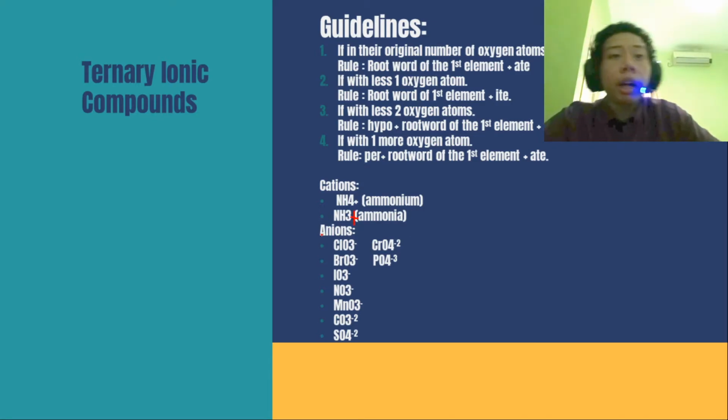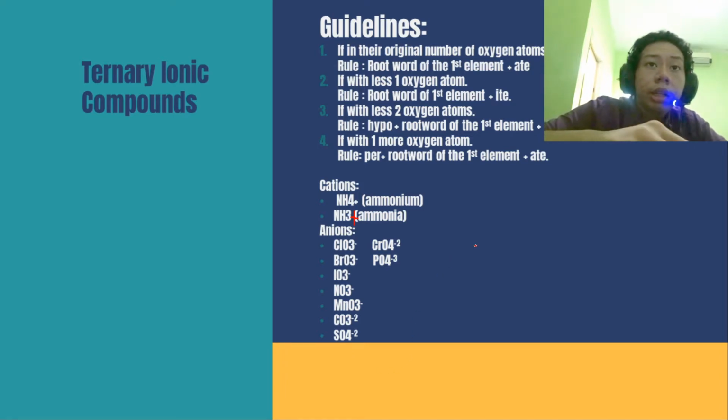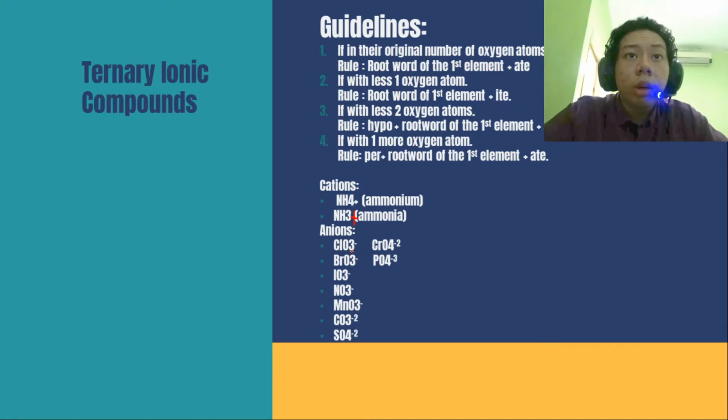Okay, for the anions, there are 1, 2, 3, 4, 5, 6, 7, 8, 9. There are 9 anions, so okay. First, you got ClO3 chlorate, BrO3 bromate, IO3 iodate, NO3 nitrate, MnO4 manganate, CO3 -2 is carbonate, SO4 -2 is sulfate, CrO4 -2 is chromate, PO4 -3 is phosphate.